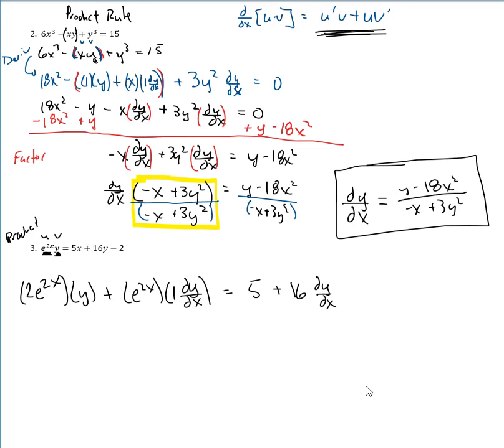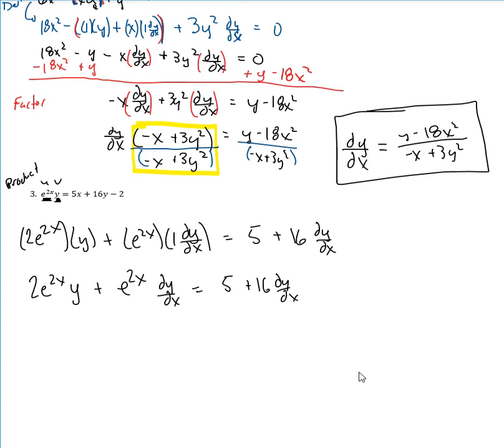Now let's continue to break this down and simplify. Over here, I have 2e to the 2xy plus, now the 1 times e to the 2x we could just say is e to the 2x. And then dy dx equals 5 plus 16 dy dx. All right, and we can see that I have multiple dy dx's again. They're on different sides of the equation. That's okay. I do want them to be together though. So what I'm going to do, and you have your different options here, but I'm going to subtract the 16 dy dx to both sides.